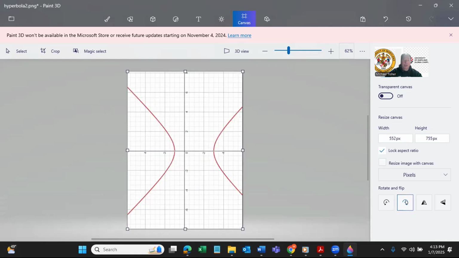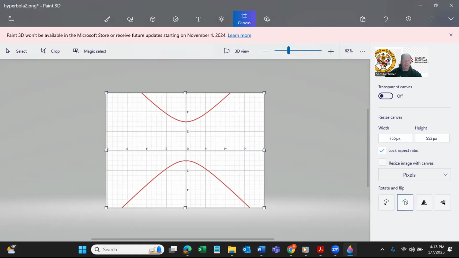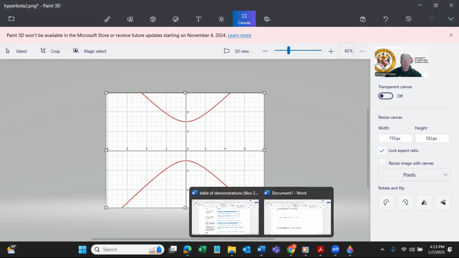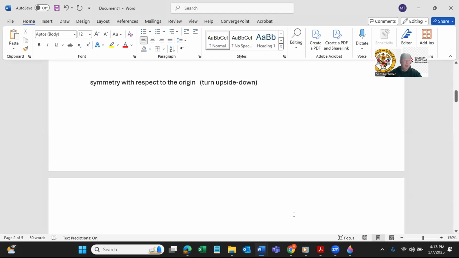All right. So in the original graph, the y-intercept is 0, 1. Then after flipping it twice for a total of 180 degrees, or upside down, the new y-intercept is 0, negative 1 and 1/2. All right. So since we get a different y-intercept, we do not have symmetry with respect to the origin. So no for this one. And that's how to take a particular graph and test for symmetry with respect to the x-axis, y-axis, and origin.